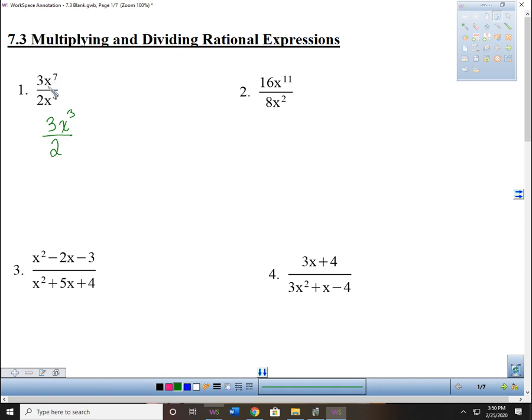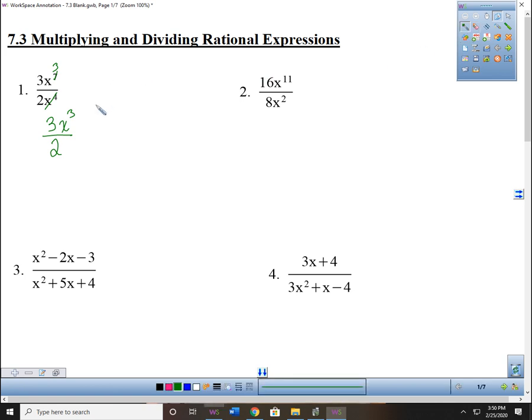Another way of looking at it is if I have 7 of these x's on top, that would be like saying 3 times x times x times x times x times x times x times x. And then on bottom I would have 2 times x times x times x times x. So I can cancel 1x, 2x's, 3x's, 4x's, and that leaves me with 3x's on the top, okay? Or you could say I can take 4 from both of these, so that leaves me with 3, okay? That's probably the way I prefer, but this is a good way to look at it, okay? And that would be my answer.